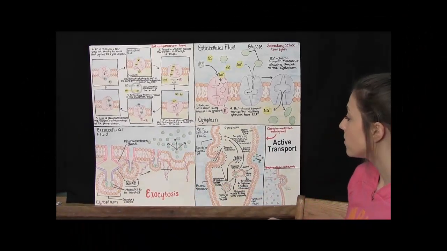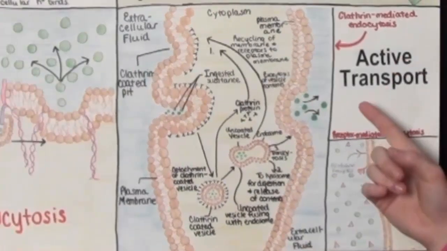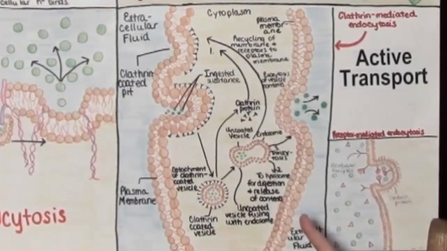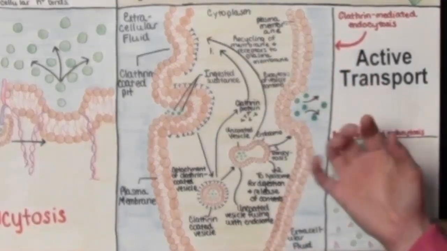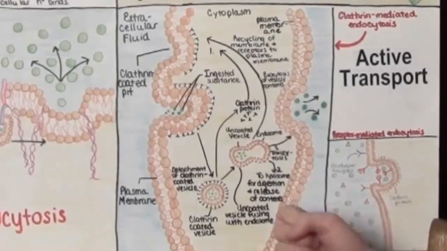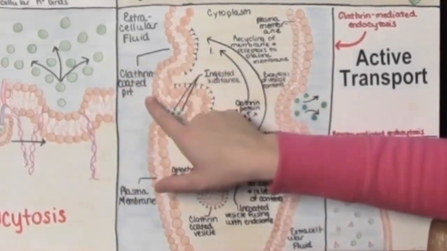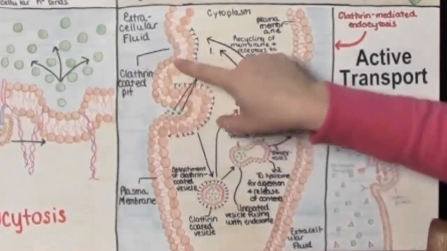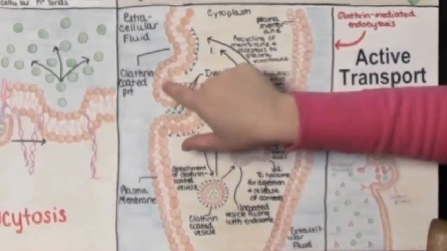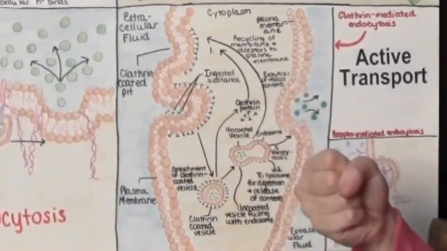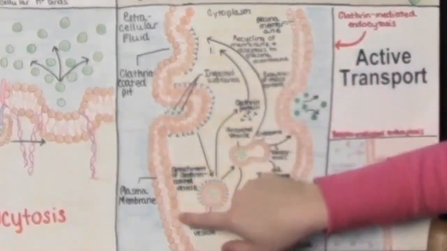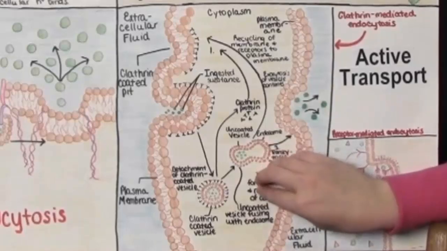And then the final types of active transport are clathrin-mediated endocytosis and receptor-mediated endocytosis. In clathrin-mediated endocytosis, a substance that is being taken into the cell is enveloped in a clathrin-coated pit, called clathrin-coated because of the bristle-like structures on the inside that coat the pit. That pit is enveloped and detaches from the plasma membrane and migrates into the cell.